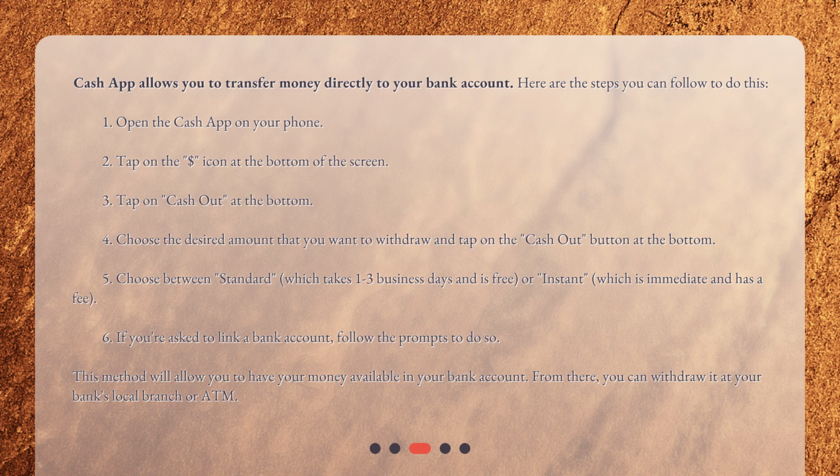5. Choose between Standard, which takes 1 to 3 business days and is free, or Instant, which is immediate and has a fee. 6. If you're asked to link a bank account, follow the prompts to do so. This method will allow you to have your money available in your bank account. From there, you can withdraw it at your bank's local branch or ATM.